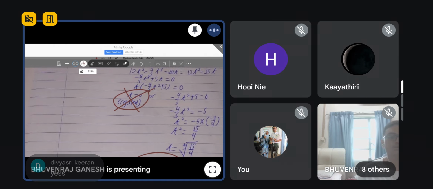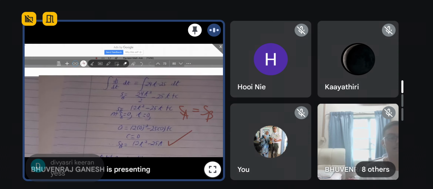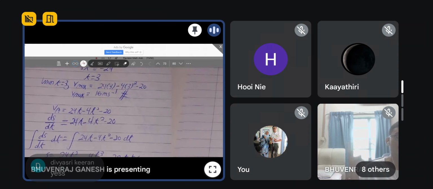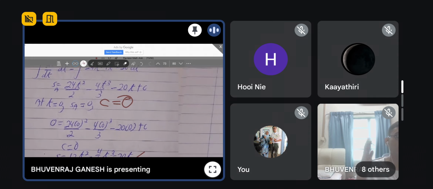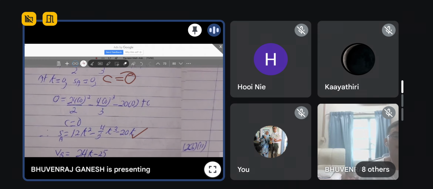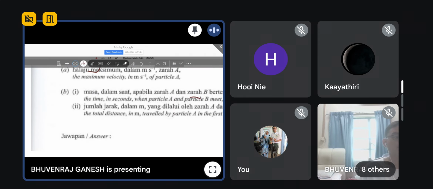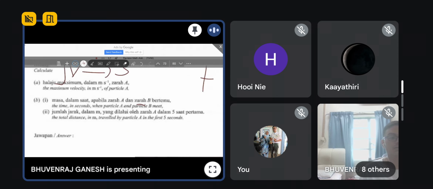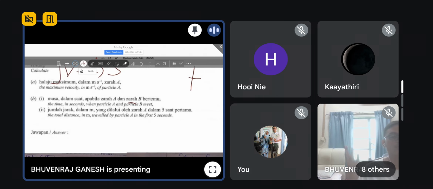Boleh faham tak? I know it's a bit long, sedikit panjang, but the concept you just repeat 2 times. Kamu ulang untuk A dan B. Lepas tu samakan, then solve. Okay, that's why the mark is a lot. 7 markah. Okay, for another question also. So maybe 4 mark, 3 mark, like that.